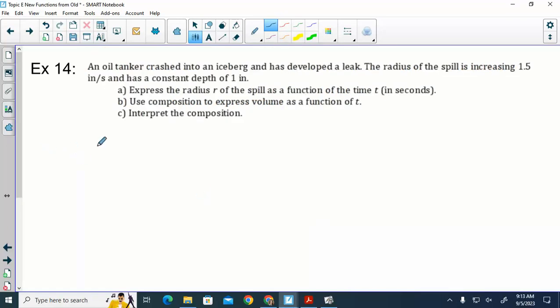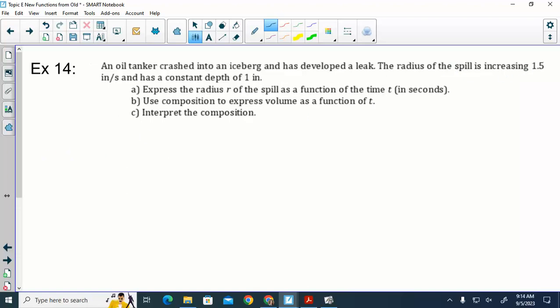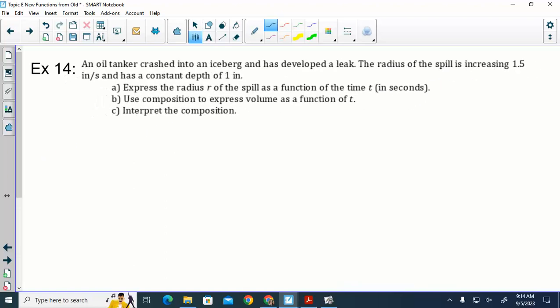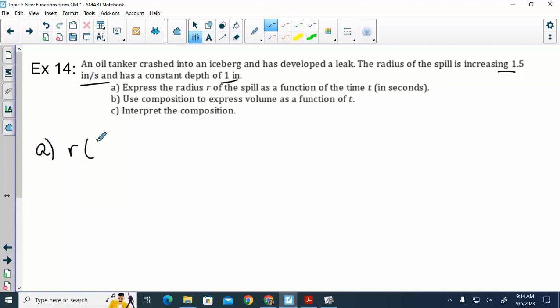So an oil tanker crashed into an iceberg and has developed a leak. The radius of the spill is increasing 1.5 inches per second and has a constant depth of 1 inch. So A, the radius as a function of time. So an equation for radius with time as the variable. What is it?